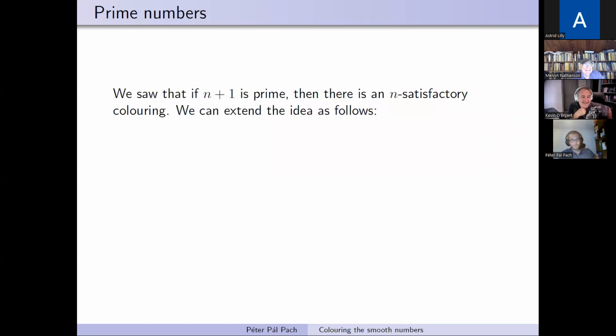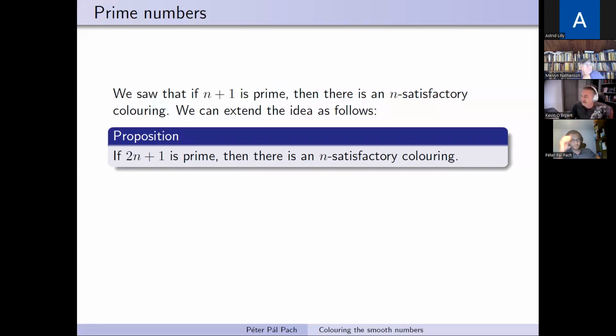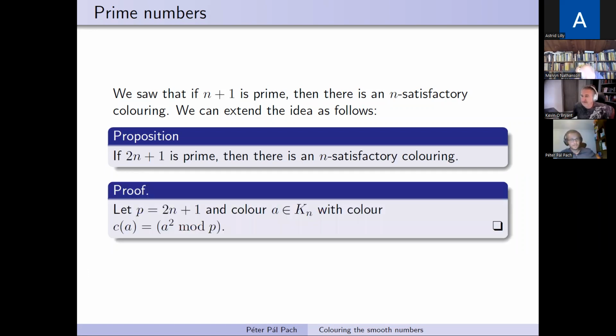So getting back to the problem, if n+1 is a prime, then the answer is affirmative. And the idea of this construction can be pushed a little further. Namely, if 2n+1 happens to be a prime, then there is also an unsatisfactory coloring. Here we use the quadratic residues mod p as the color classes. So we use the non-zero squares, and here again it is easy to check that the coloring is fine.